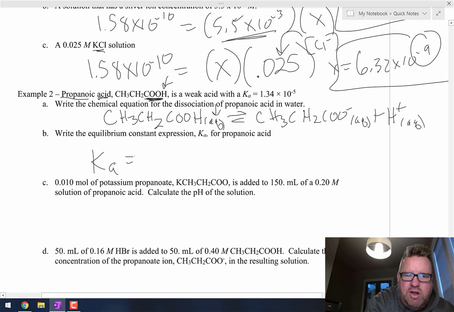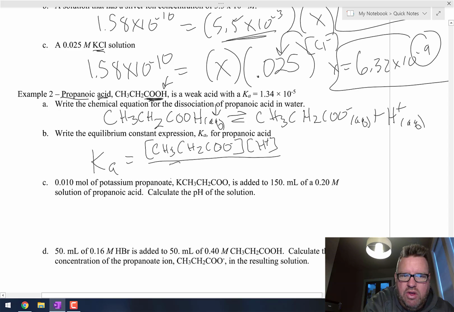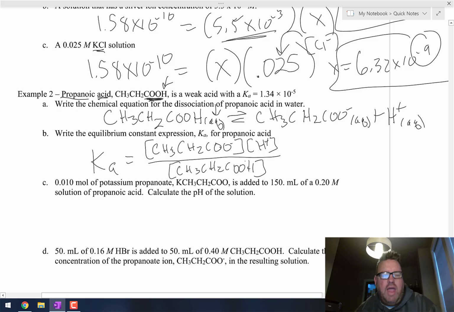So the equilibrium constant expression is going to be the concentration of CH3, CH2, COO minus times the concentration of H plus over the concentration of CH3, CH2, COOH. Okay, and then part C says 0.010 moles of potassium propanoate is added to 150 milliliters of a 0.20 molar solution of propanoic acid. Calculate the pH of the solution.